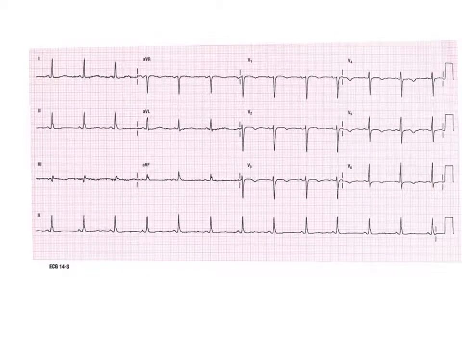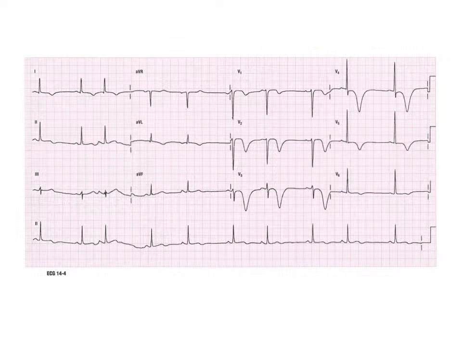Axis is fine, upright in 1 and AVF. There's no wide QRS or bundle branches out. I do not see any ST elevation. There's some flipped T's out in V4, V5, V3. No ischemia. That's clear cut here. Fairly benign EKG.